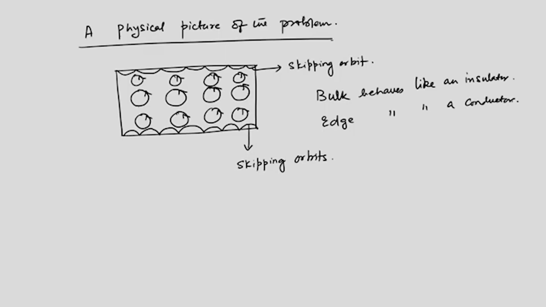And they have different names. The bulk is called an insulator or gapped system, where the energy level is gapped. That's why it's called an insulator. And this conductor is sometimes called the metallic edge, metallic because they are conducting edges. Because of this ambiguity in the behavior of the bulk and the edges, they are called topological insulators.